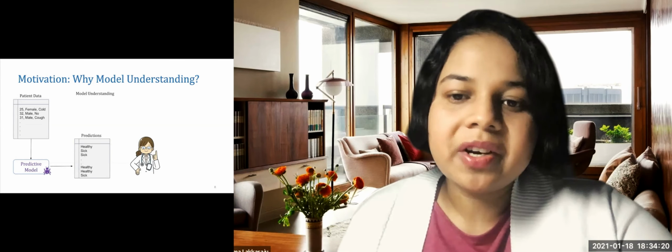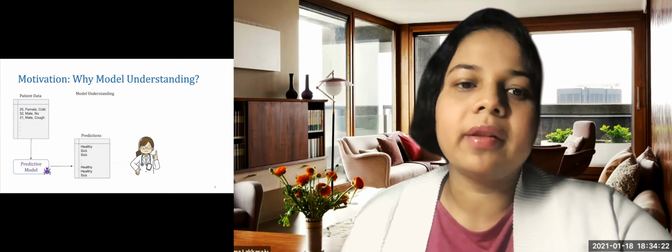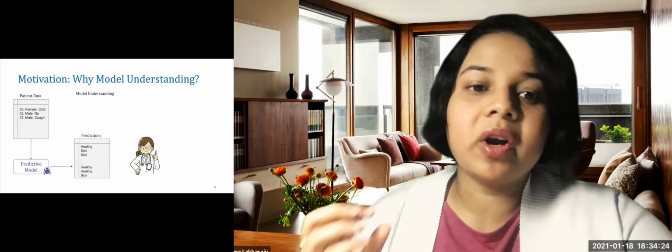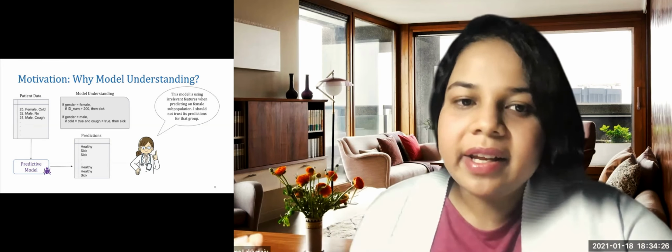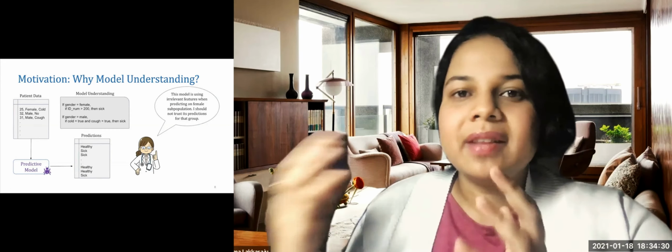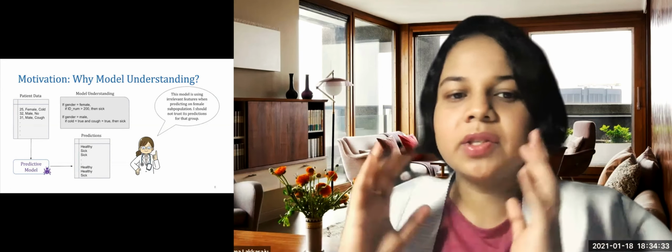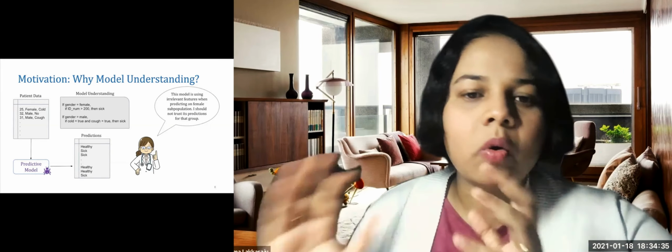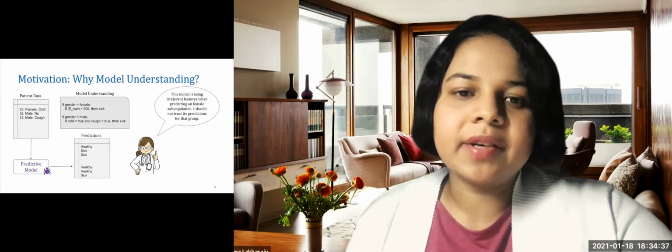Now, let's say the doctor has a deeper understanding of what the model is doing. So in this case, the model is actually using ID numbers to predict if a female patient is sick or not. But in the case of male patients, the model is using the right kind of features like cold and cough to determine if they are sick or not, right?